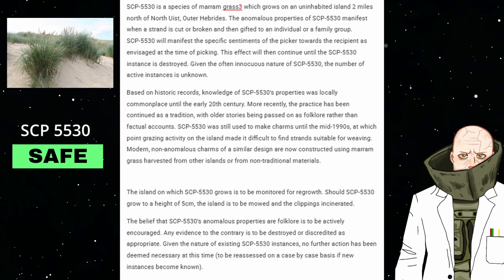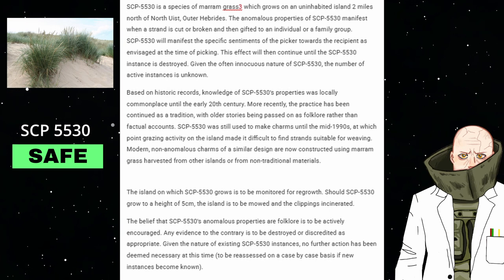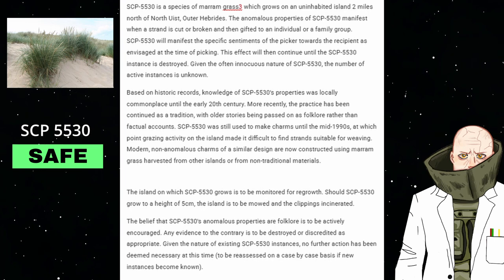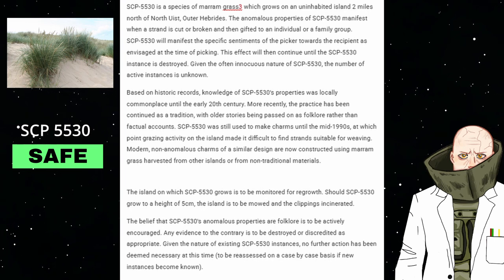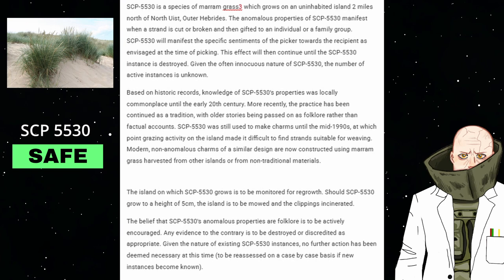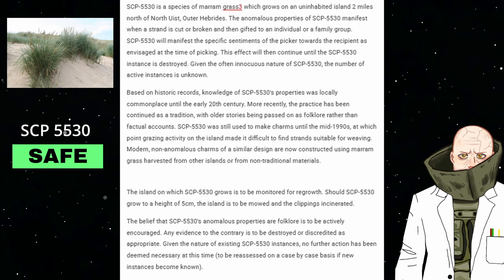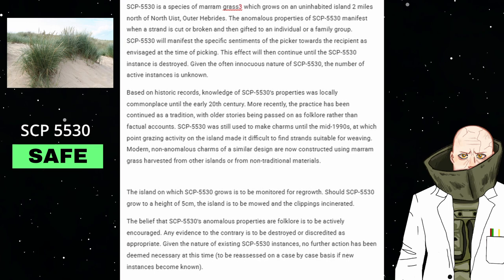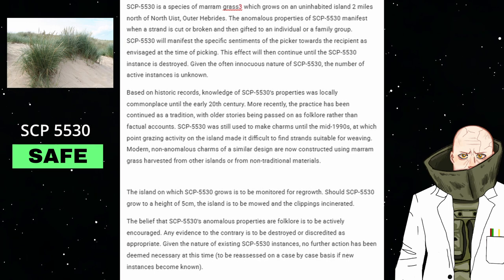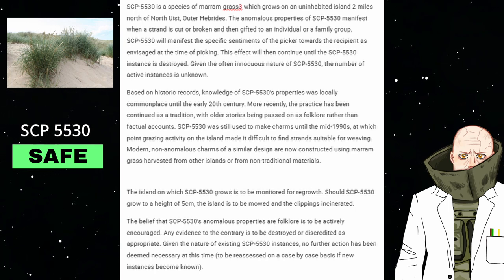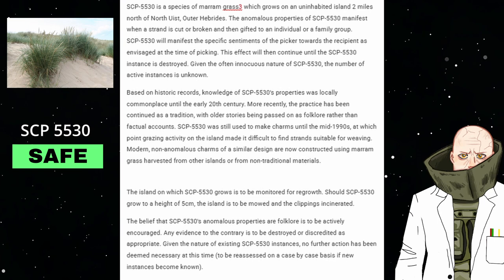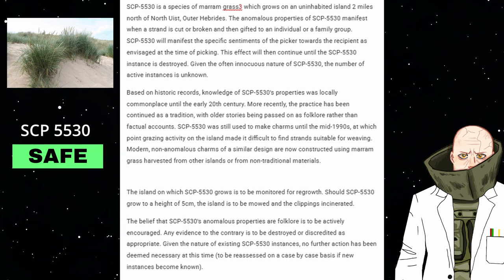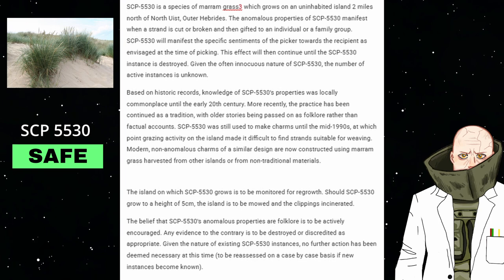Given the often innocuous nature of 5530, the number of active instances is unknown. Based on historic records, knowledge of 5530's properties was locally commonplace until the early 20th century. More recently, the practice has been continued as a tradition, with older stories being passed on as folklore rather than factual accounts. 5530 was still used to make charms until the mid-1990s, at which point grazing activity on the island made it more difficult to find strands suitable for weaving.